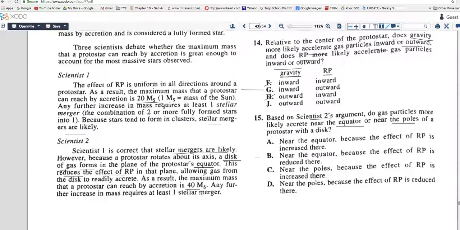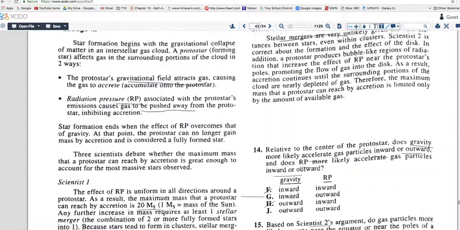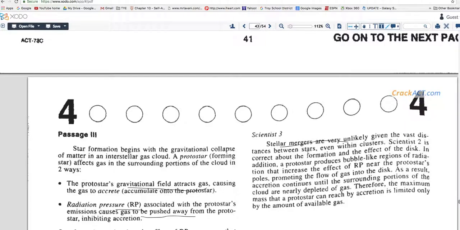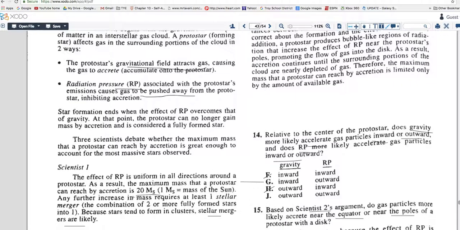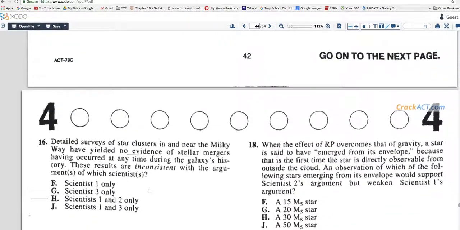So, what is this saying? This is saying the maximum star we can have is 20 ms. After that, we need to merge. The stars need to merge. Well, remember he said stellar mergers are unlikely. That's why he doesn't have this number. Okay? Because this one says that after that, we need to merge. Okay. 18. Who can do that?